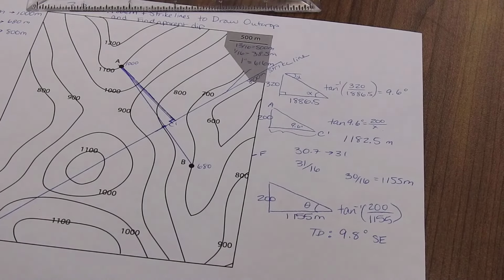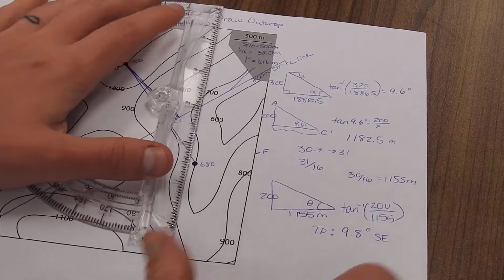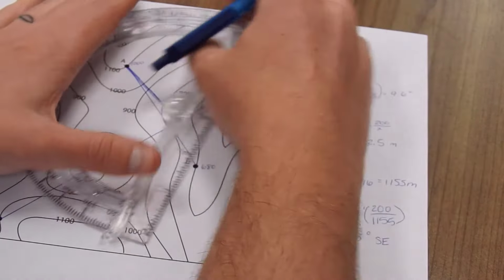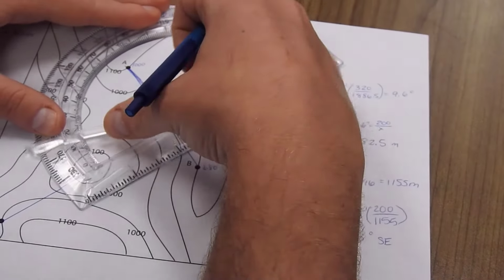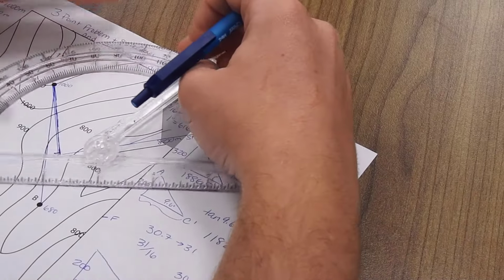So let's take a second and just write strike and dip. I'm going to draw a vertical line. I'm going to measure this value. Oops, sorry.